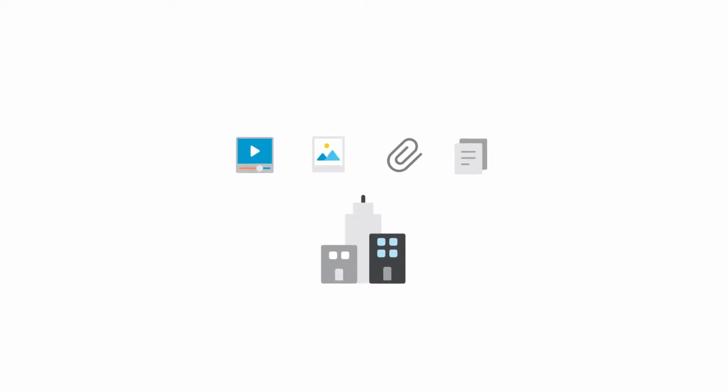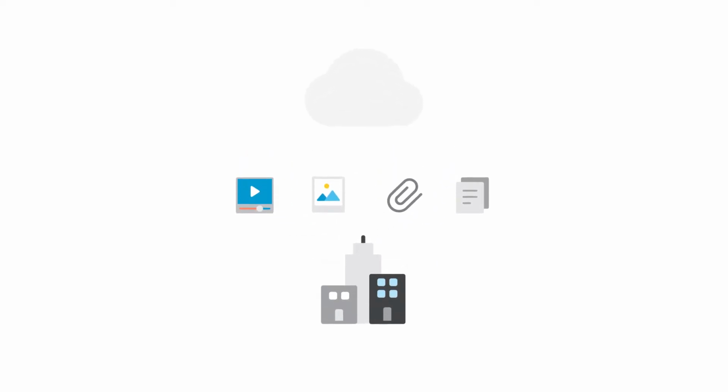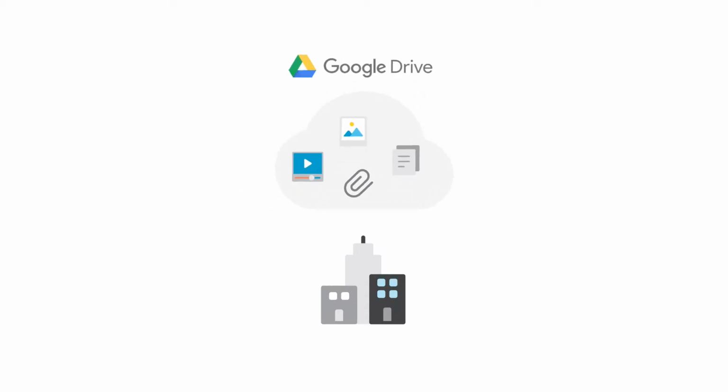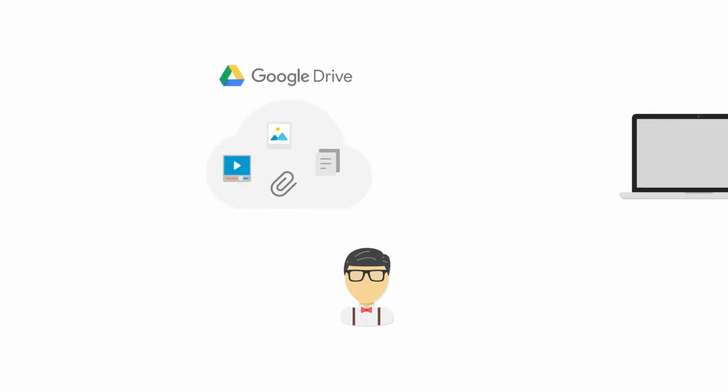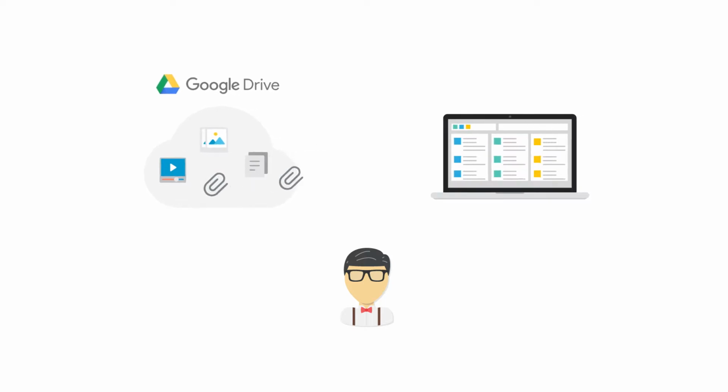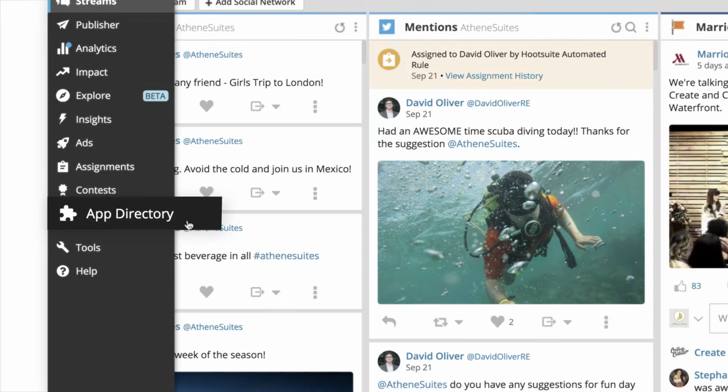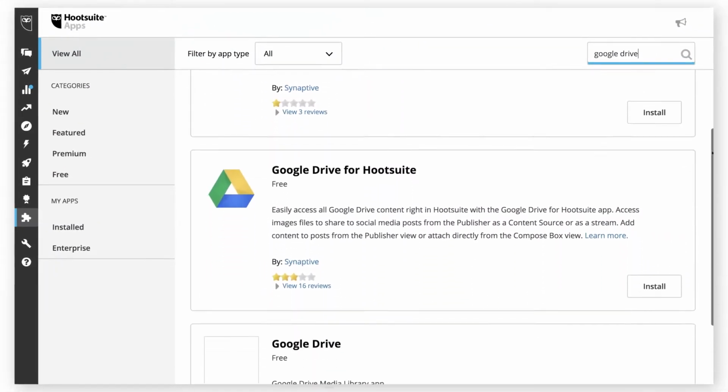Increasingly, organizations store the assets they use for their social marketing activities in cloud-based storage services like Google Drive. Users of cloud-based services can access these assets directly from the Hootsuite dashboard, making content sharing even easier. To get going, you'll first need to install your chosen app from the Hootsuite app directory.